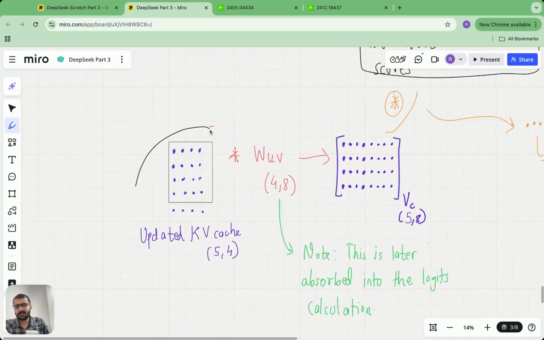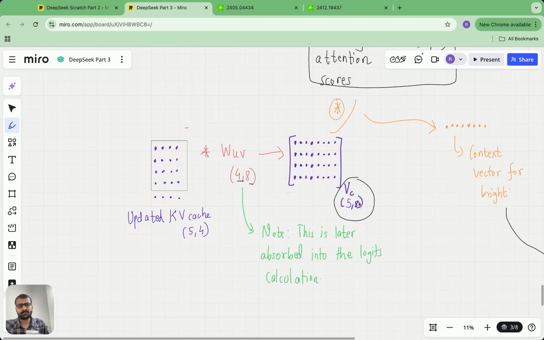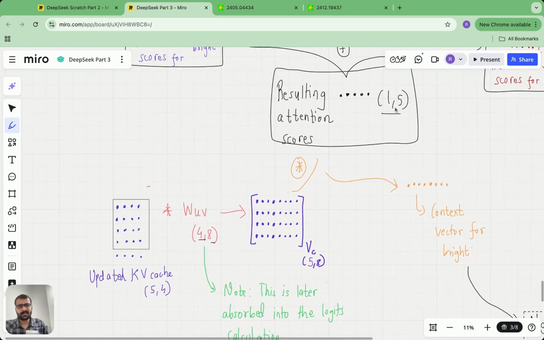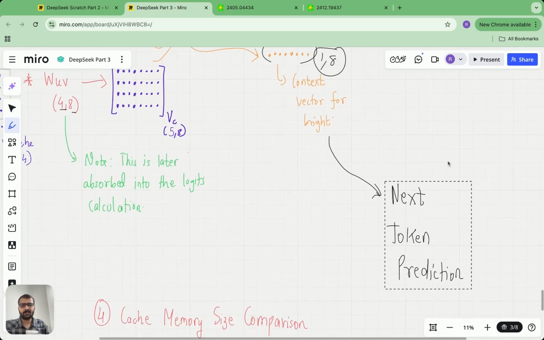So once we only cache the CKV and the KR, we get the resultant attention scores, that's 1 comma 5. And we already have the updated KV cache, 5 comma 4. We multiply it with WUV, 4 comma 8. That gives us the VC, which is the values. And then we multiply the resultant attention scores with the values, and that gives me my context vector for bright, which is 1 comma 8. And for the next token prediction, I only need the context vector for my last token. So this ultimately gives me my next token prediction, right?